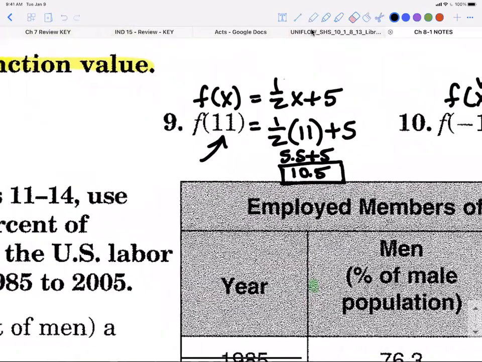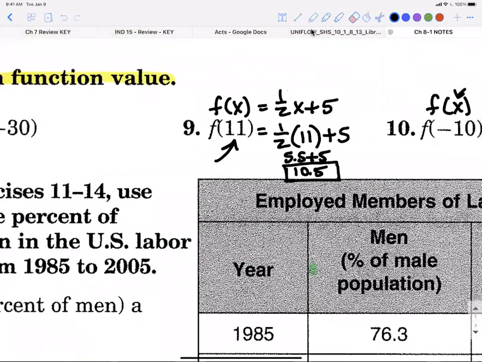So for functions, f of something just means f of x. X is always your ingredients. So if it tells you f of 11, that's wanting you to plug 11 in for the x as your ingredients and then spit out a coordinating y.